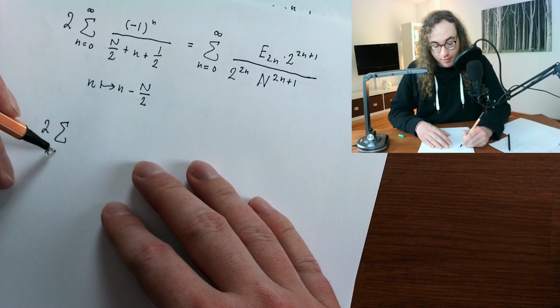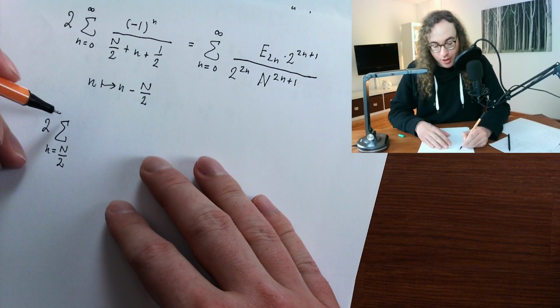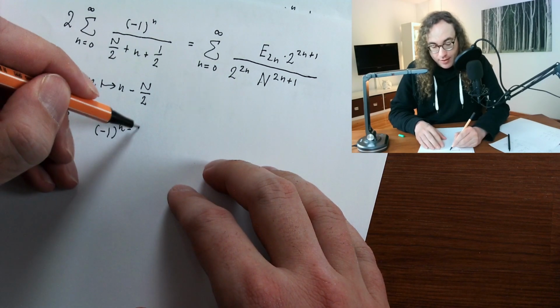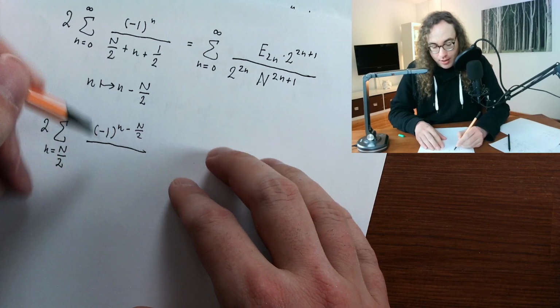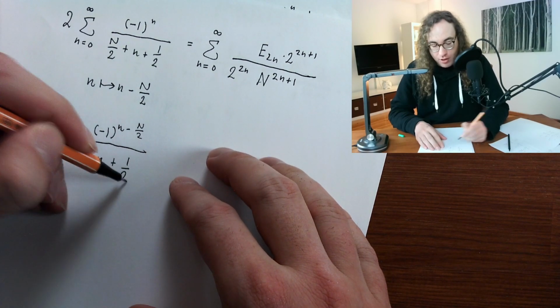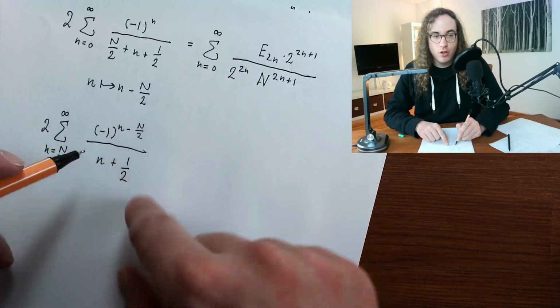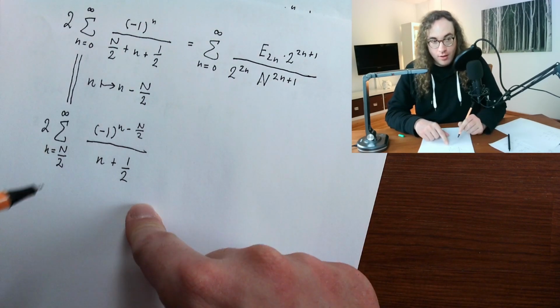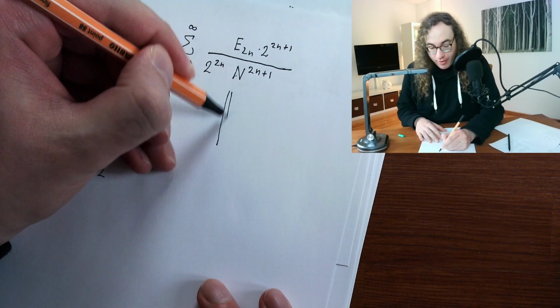The sum then starts from uppercase N divided by 2 and goes to infinity, of -1 to the lowercase n minus N/2, divided by lowercase n plus 1/2. I've just applied this transformation in the sum, so this is the same as this. Okay, and I can also simplify the right-hand side.